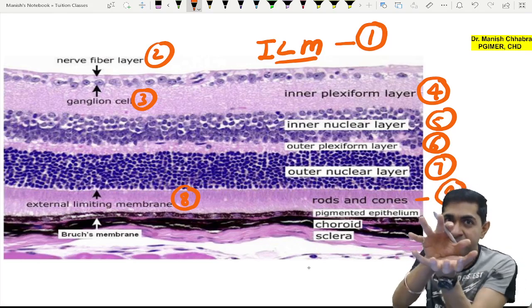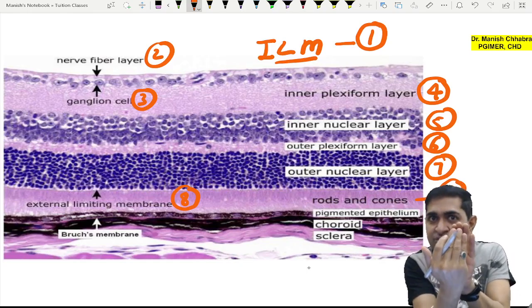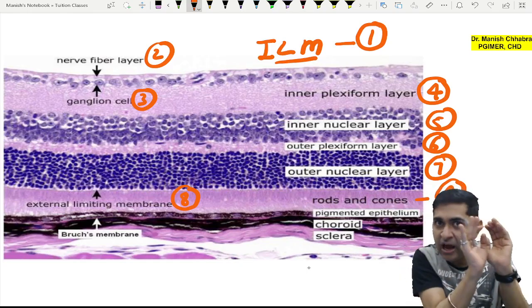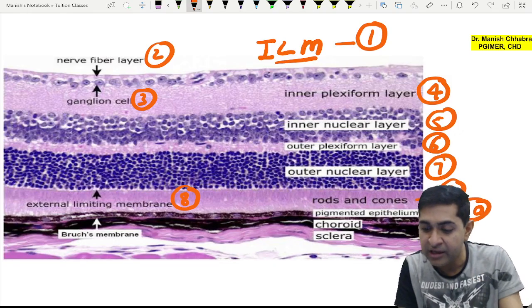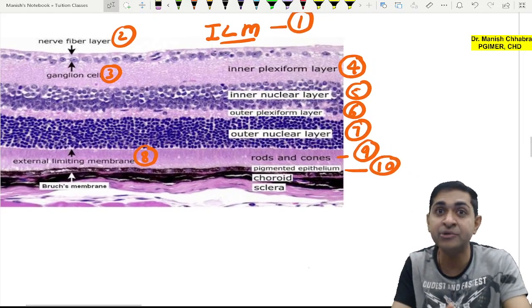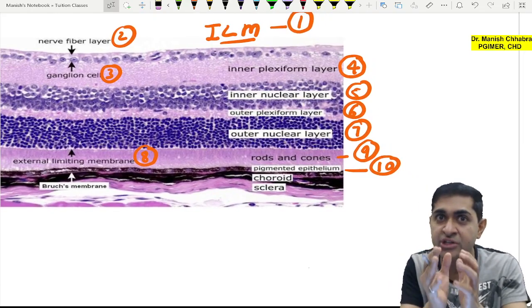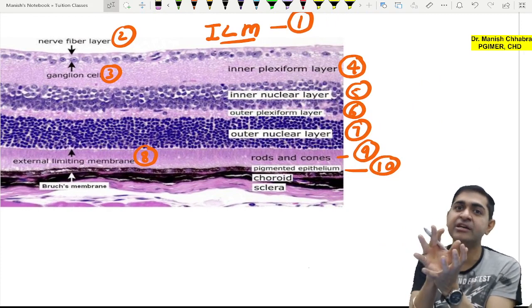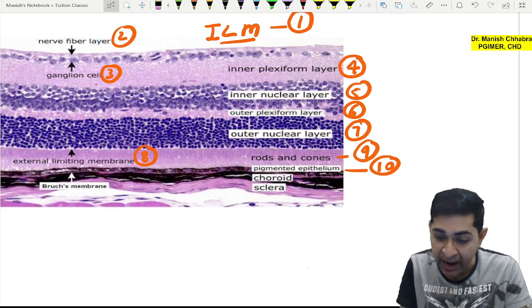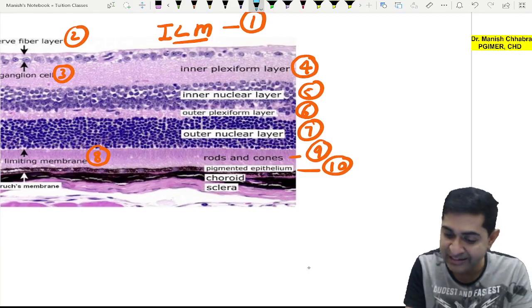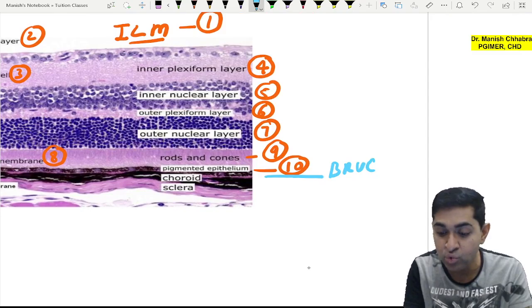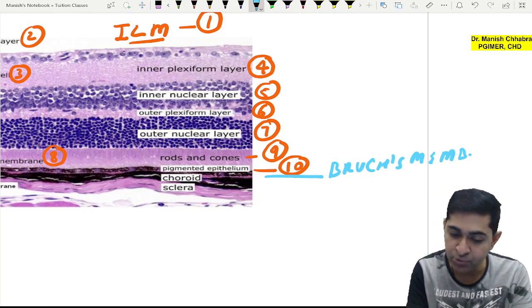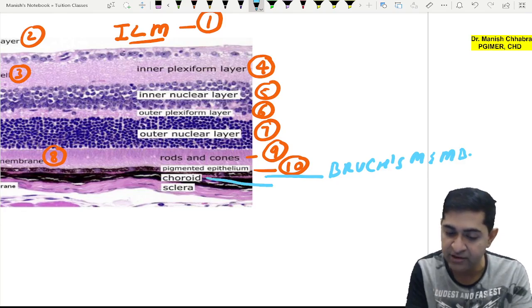And during the development of the optic cup, the inner layers were forming neurosensory layer, while the outer layer was forming the lone layer, that was retinal pigment epithelium. So it is complete 10 layers which we have just done. And outside of the retina there lies one membrane that is known as Bruch membrane, and outside Bruch membrane there lies choroid. Then we have got sclera.